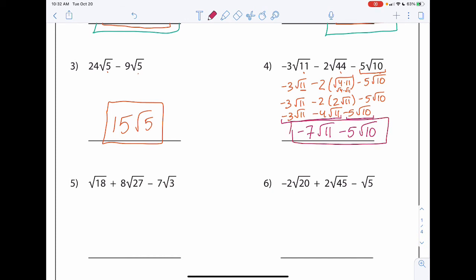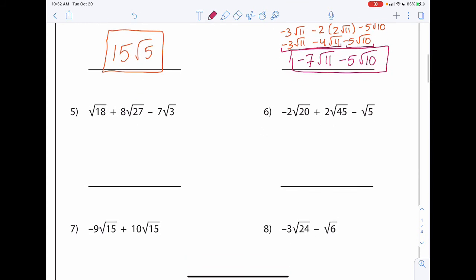Okay? I changed my mind. Let's actually do 5 and 6 while we're here. So let's look at 5. The square root of 18 plus 8 radical 27 minus 7 radical 3. So 18, 27, 3, they're all different.